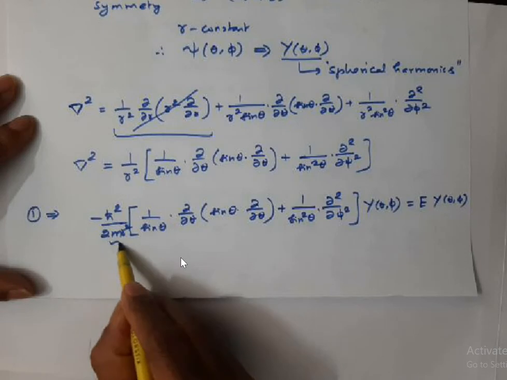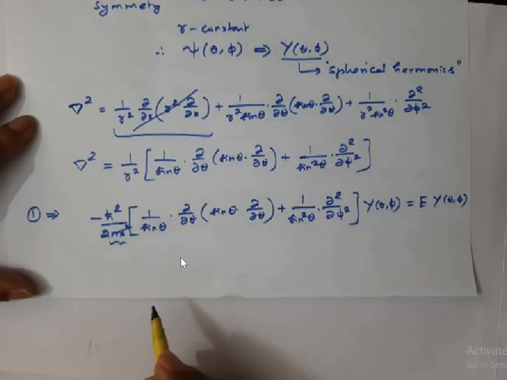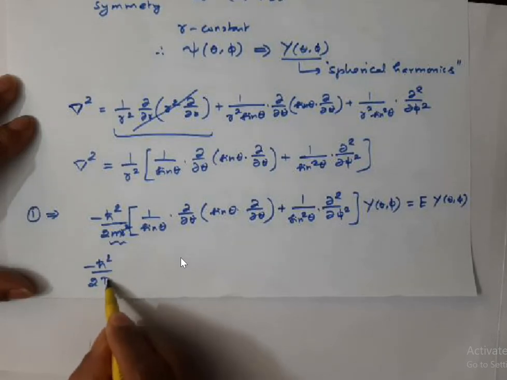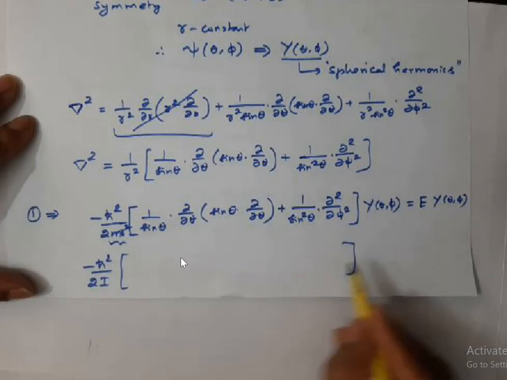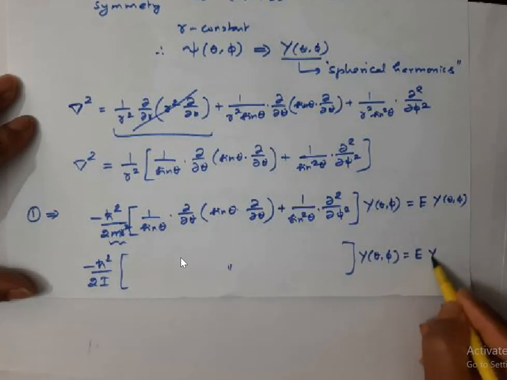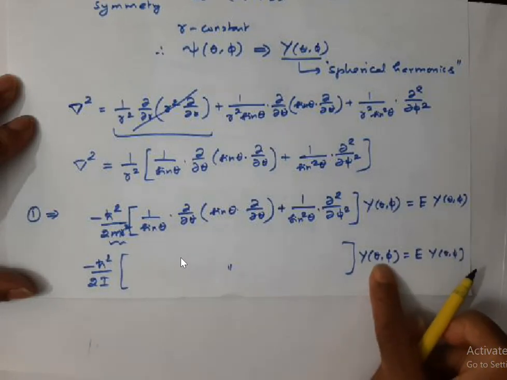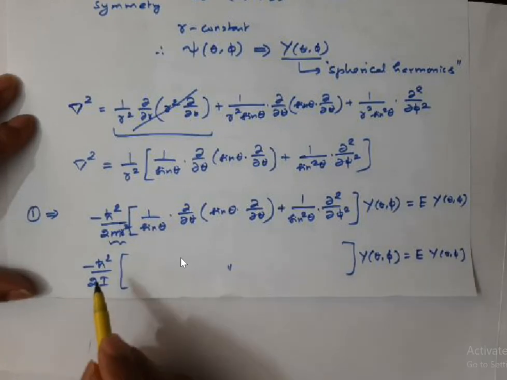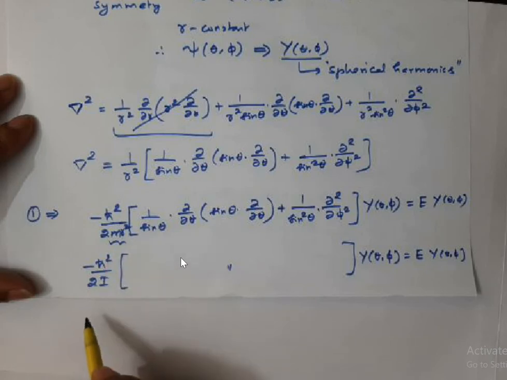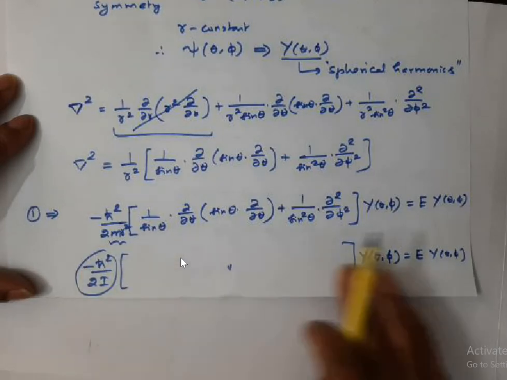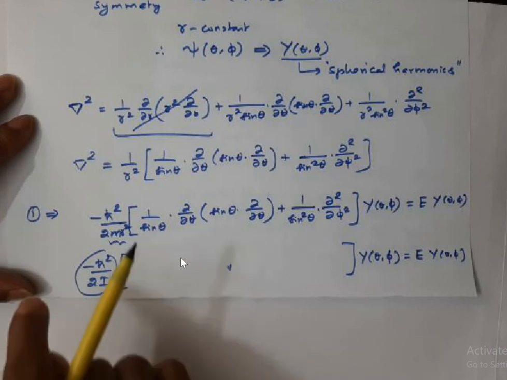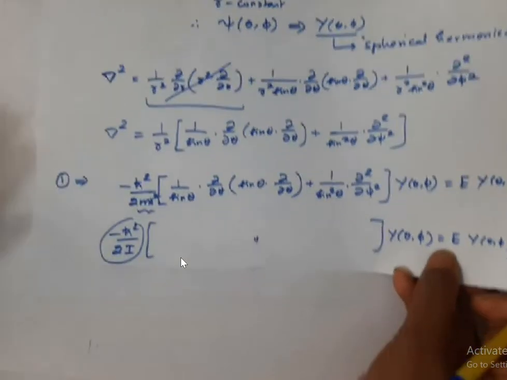Now you know very well m into r square is nothing but the moment of inertia. So I can also write this as minus h bar square by 2I. Let me keep this as such: Y(theta, phi) equal to E into Y(theta, phi). You need not write theta phi again and again. I have converted m into r square into the moment of inertia. Now I'll bring this term to the right hand side, or you multiply both sides by 2I by h bar square, minus 2I by h bar square. Let me do it on the next page.